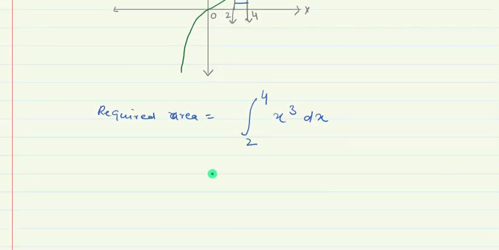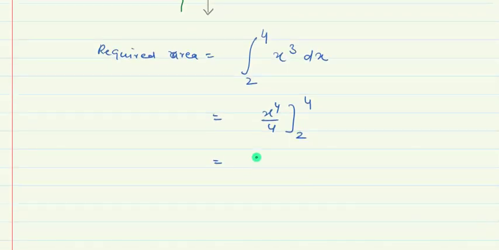Now it is very simple to calculate further. It is x power 4 upon 4 and using the limits 2 to 4. Now when you simplify by using upper limit minus lower limit, it is simply 64 minus 4. So we are getting 60 square units as the area bounded by the given curve.